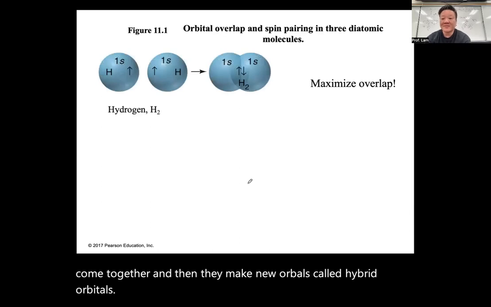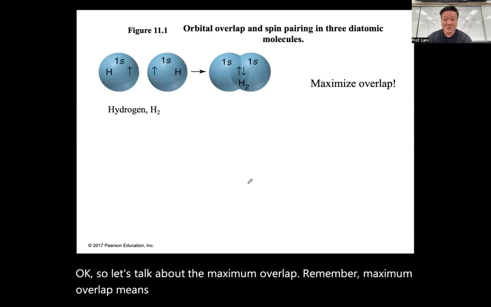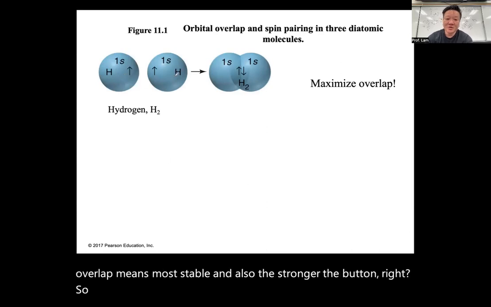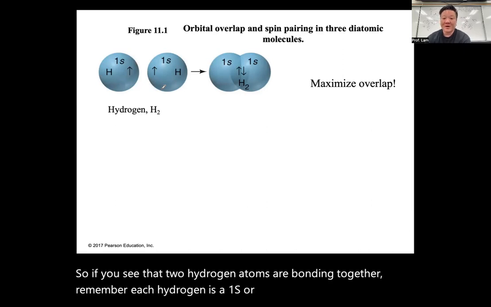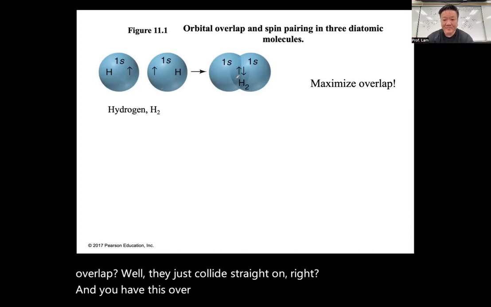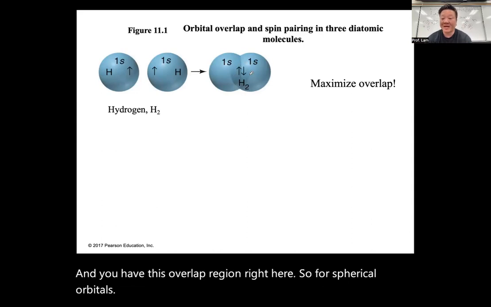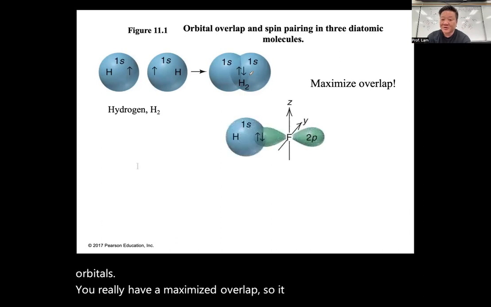Okay, so let's talk about the maximum overlap. Remember, maximum overlap means most stable and also the stronger the bond, right? So if you see that two hydrogen atoms are bonding together, remember each hydrogen is a 1s orbital. So how are they going to overlap? Well, they just collide straight on, right? And you have this overlap region right here. So for spherical orbitals, you really have a maximized overlap. So it forms a very strong bond.